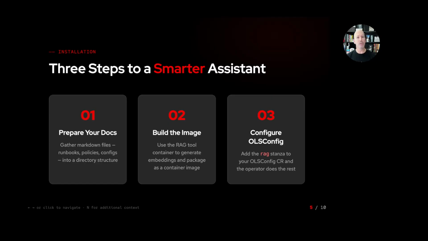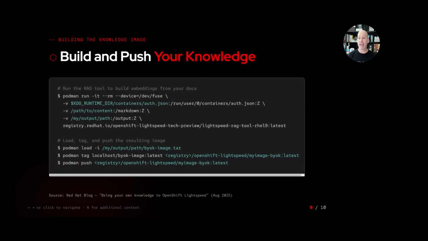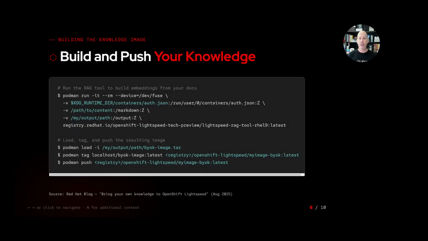Next, we're going to build the image. So we'll create a container image with a vector database that we can then load into OpenShift Lightspeed by simply changing the Lightspeed configuration, and then let the Lightspeed operator make that available to everyone who wants to ask a question.